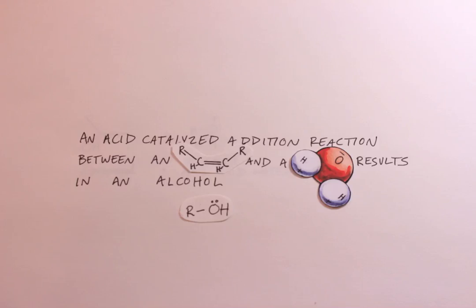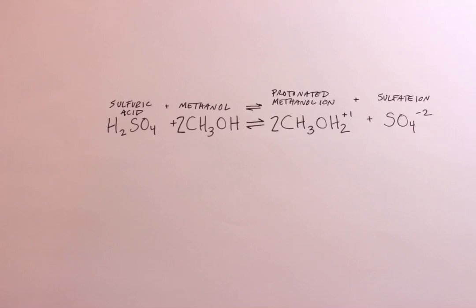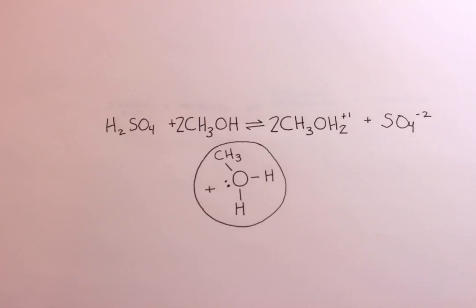Now let's look at the acid-catalyzed addition of an alcohol to an alkene. Again, we will use propene with a sulfuric acid catalyst. This time the alkene will react with methanol. The addition of sulfuric acid to methanol will produce this ion.